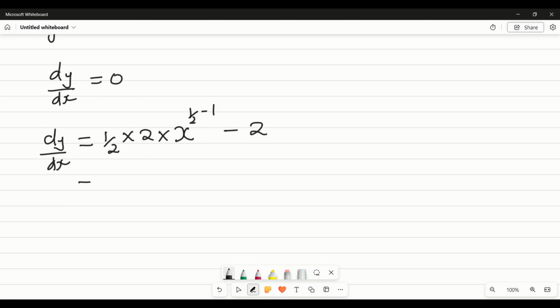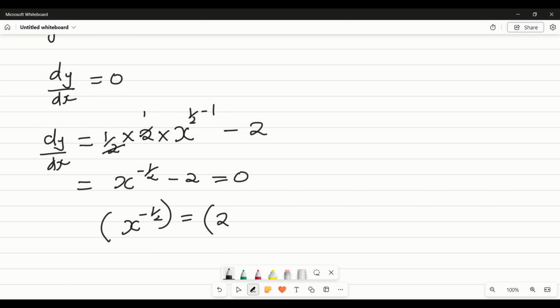This is the same as what? This one cancels. So we are going to have x to the power of negative a half minus 2. This is the one that's equal to 0. So we can say x to the power of negative a half equals, you take negative 2 to the other side, it becomes positive 2. Then what are you supposed to do? You can decide to multiply the powers here. Remember, this one has a power of 1. Multiply the power by the reciprocal of this, which is 2 over negative 1.